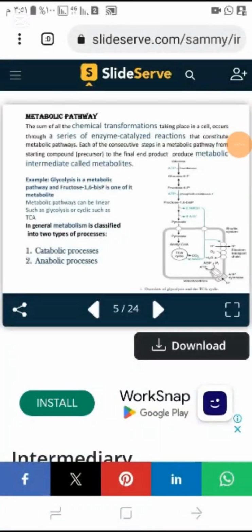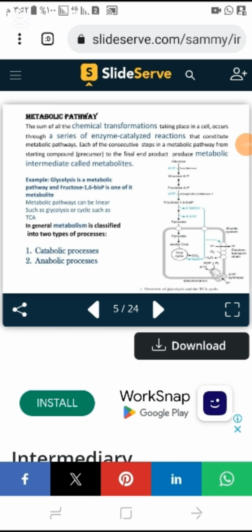Some of all the chemical transformations taking place in a cell occur through a series of enzyme-catalyzed reactions that constitute metabolic pathways. Each of the consecutive steps in a metabolic pathway from the starting compound, known as the precursor, to the final end product produces metabolic intermediates called metabolites. For example, glycolysis is a metabolic pathway, and fructose 1,6-bisphosphate is one of its metabolites. Metabolic pathways can be linear, such as glycolysis, or cyclic, such as the tricarboxylic acid cycle, shown in the figure.